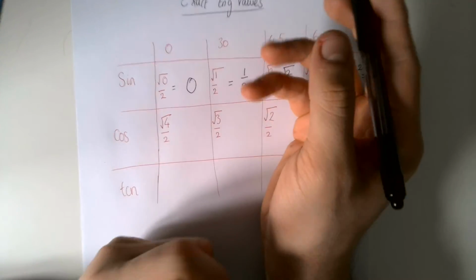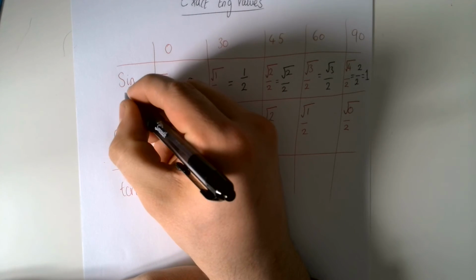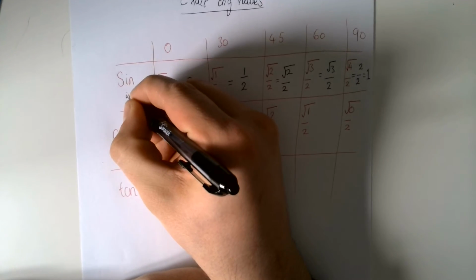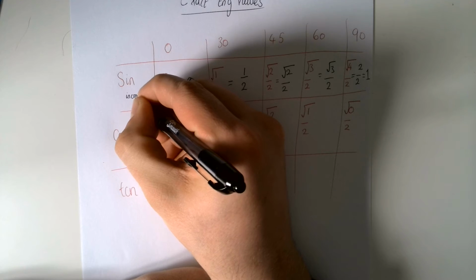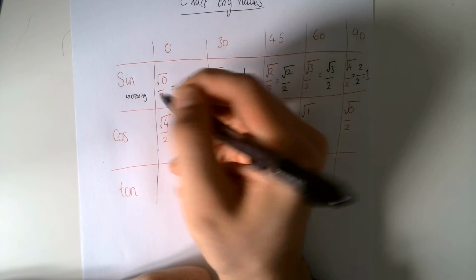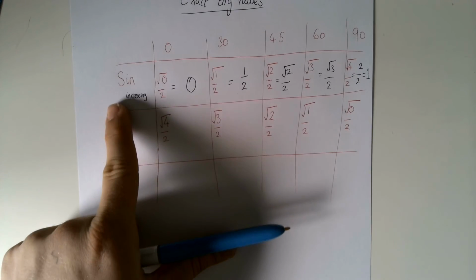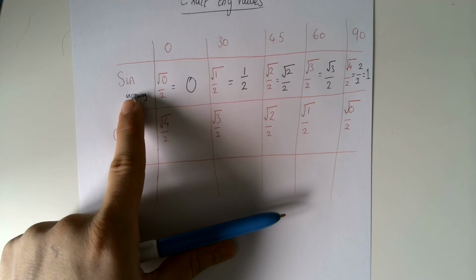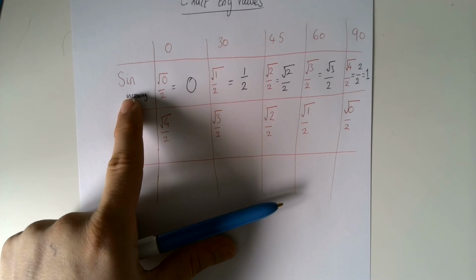So just remember sine, well, I always remember it, lots of people remember it in different ways. Sine ends in 'in', and that is increasing. Sine increasing, S-I-N, I-N, increasing.